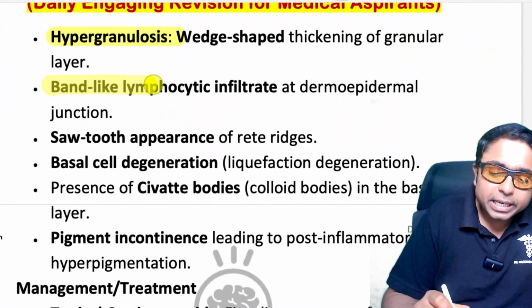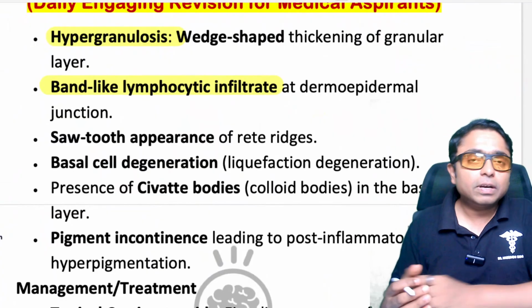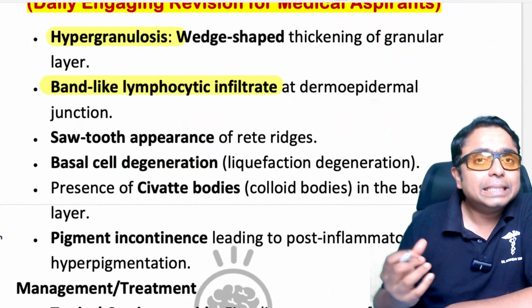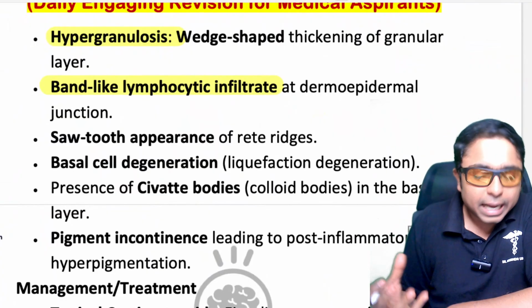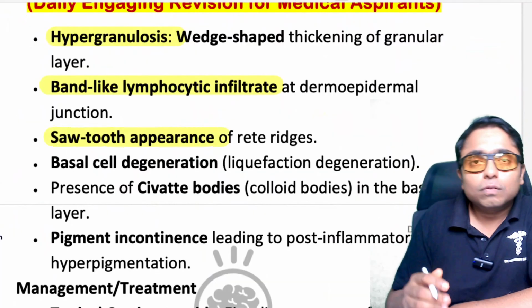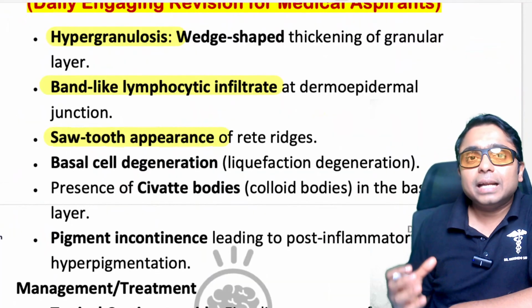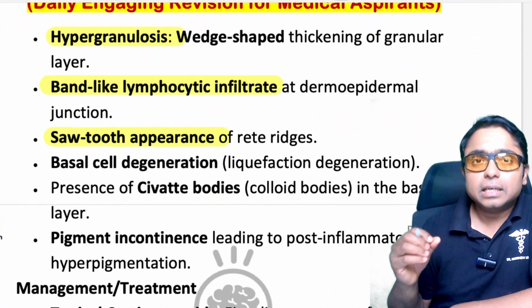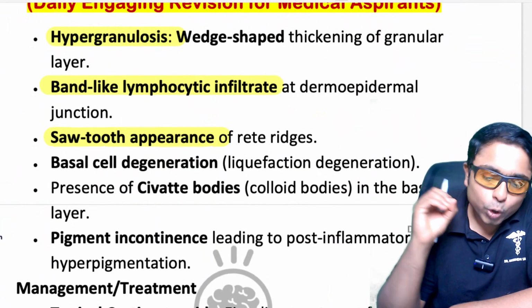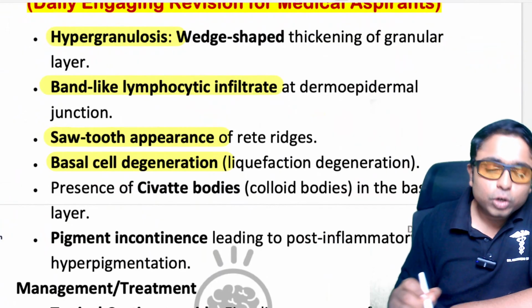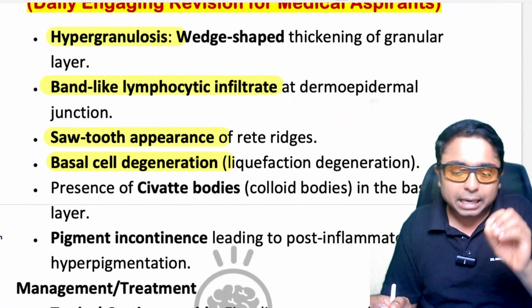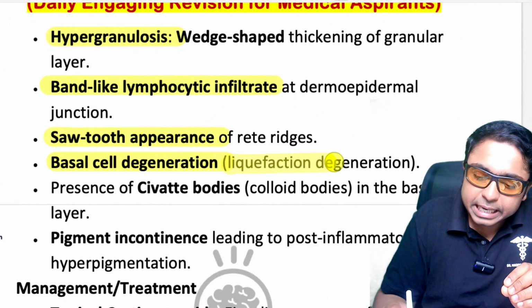And like we have already told, there will be lymphocytic infiltrate in the form of a band at the dermoepidermal junction, which is called band-like lymphocytic infiltrate. And because of the basal cell degeneration and the band-like lymphocytic infiltrate, the rete ridges are going to appear like sawtooth. And like I have told you, this basal cell degeneration is also called liquefaction degeneration.